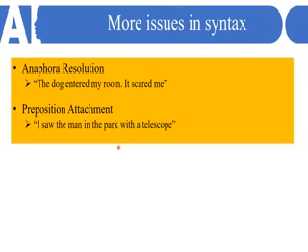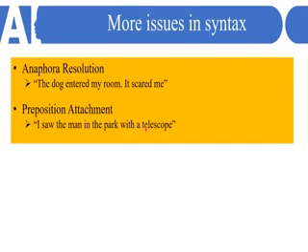First way is, I saw the man in the park and I saw him with the telescope. That means I was having a telescope and I saw that particular man who was in the park. So that is the one way of interpretation.